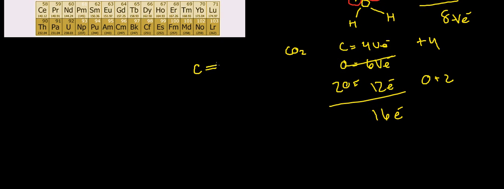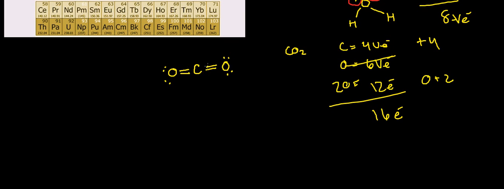Carbon shares 2 electrons with an oxygen. The remaining electrons would be 2 lone pairs. If I do the same thing with the other one, then the other oxygen would also have 8 electrons. 2, 4, 6, 8. So this has an octet, this has an octet, and carbon also has an octet.